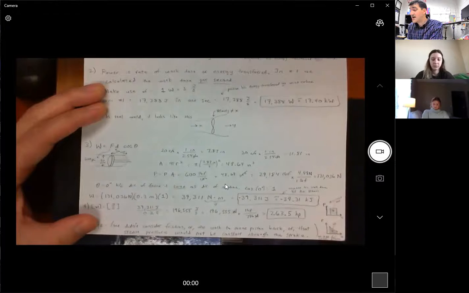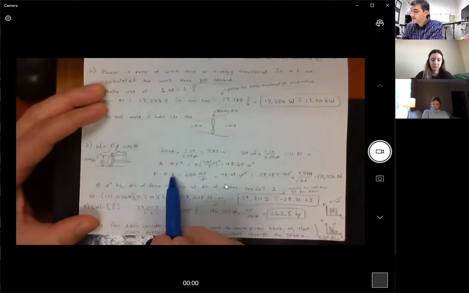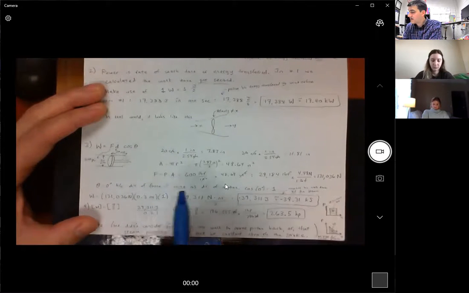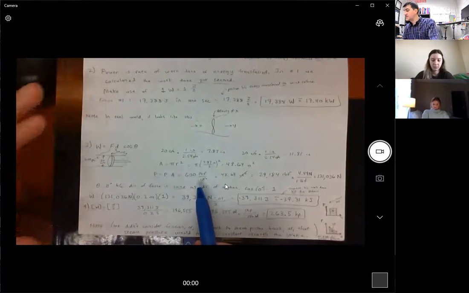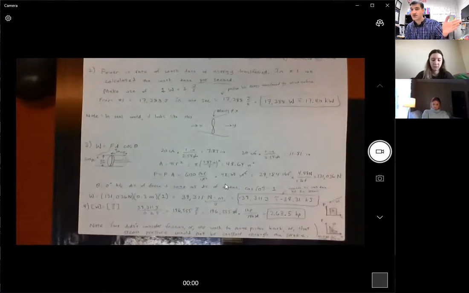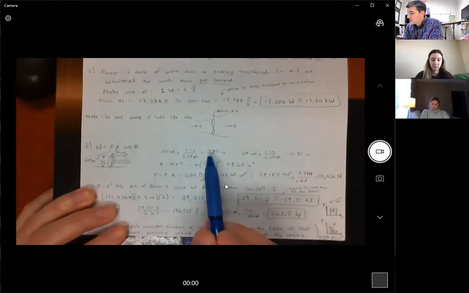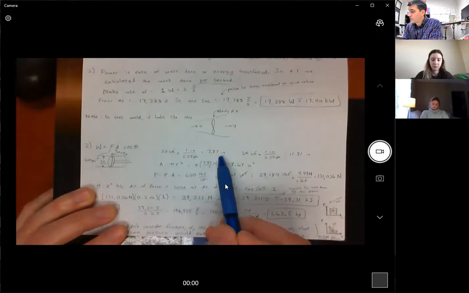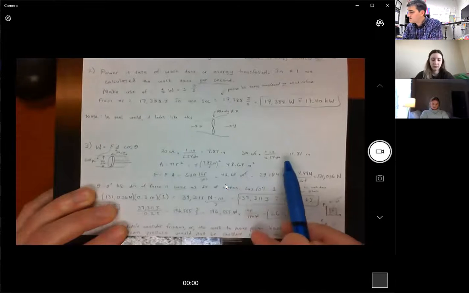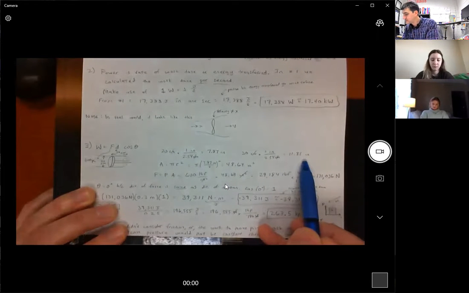So what is the F? That's probably the biggest calculation here. Well, we know F equals PA. But what is the area of that piston? There are different ways to do this actually. You could convert into metric or into inches and then convert at the end. But here I chose to convert into inches right away. So I converted the diameter into 7.87 inches and the stroke into 11.81 inches.